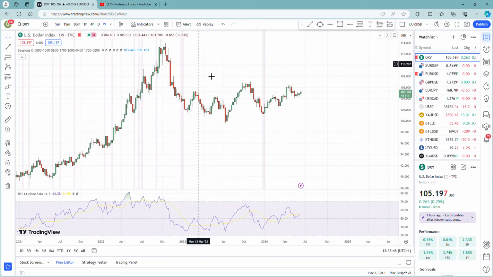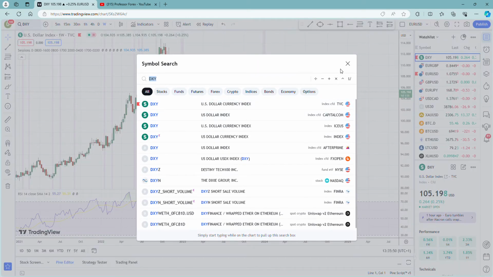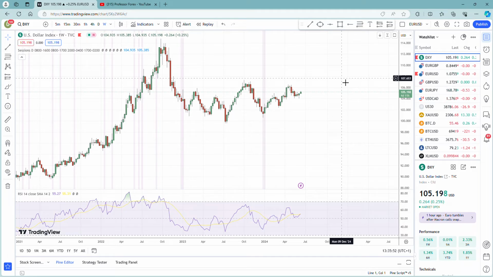So first of all, what you want to do is go on tradingview.com and load up your chart. In the top left corner, search for the DXY, which is the dollar index. This is what we use to help us indicate where the USD pairs are going next. So remember, if you trade the USD pairs, you need to always look at DXY first. This is a good indicator of where the dollar is going next.